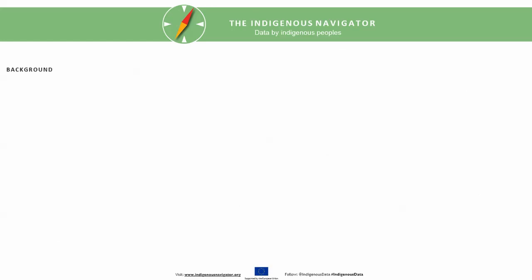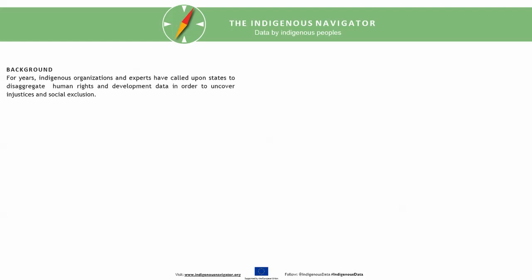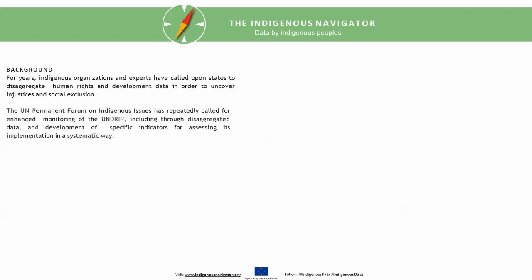For a little background on the Indigenous Navigator, we can start by explaining what the origin was. For years, Indigenous organizations and experts have called upon states to disaggregate human rights and development data in order to uncover injustices and social exclusion. The United Nations Permanent Forum on Indigenous Issues has repeatedly called for enhanced monitoring of the UN Declaration for the Rights of Indigenous Peoples, or UNDRIP, including through disaggregated data and development of specific indicators for assessing its implementation in a systematic way.